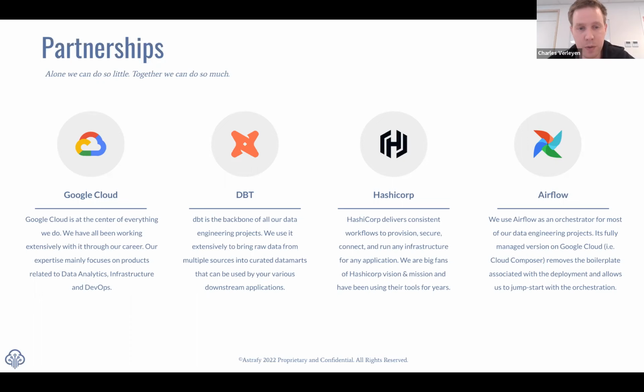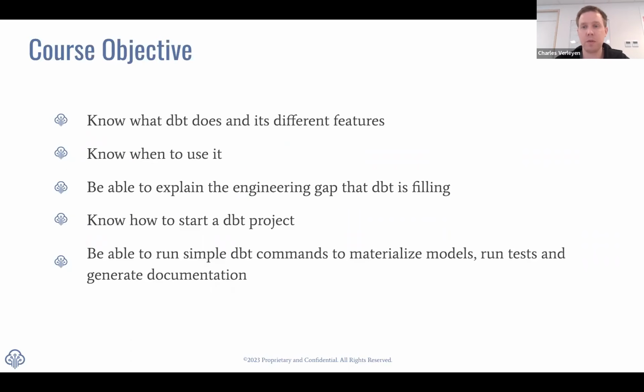So today, the focus will be on DBT. The course objective: by the end of the afternoon, the idea is that you know what DBT does and its main features. You know when to use it. You're able to explain the engineering gap that DBT is filling and put DBT in the context of the full data ecosystem. You know how to start a DBT project. You will see it's quite simple to jumpstart on DBT and have tables materialized. You will be able to run simple DBT commands to materialize models, run tests, and generate documentation. Those are the objectives for today.